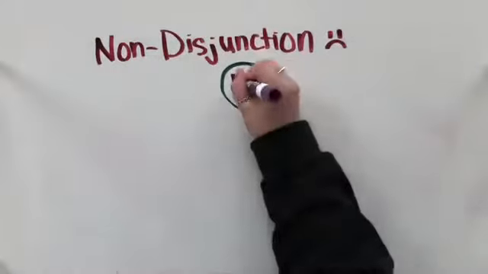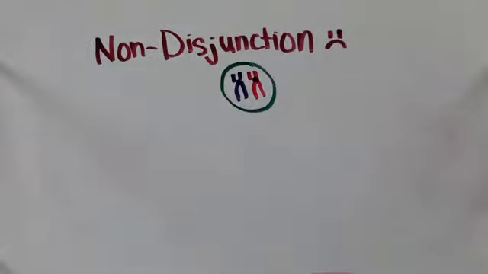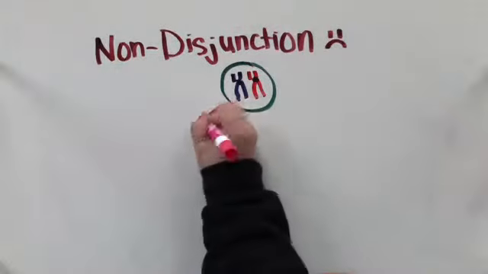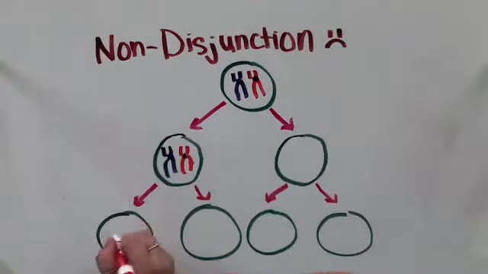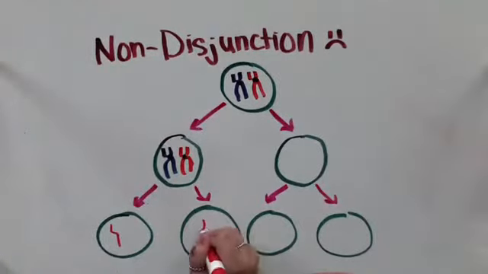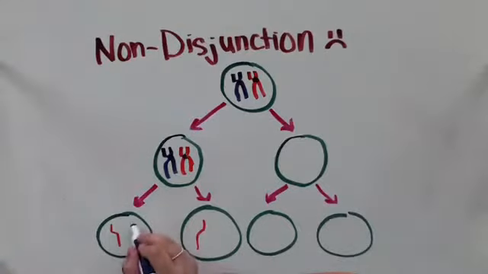During anaphase 1, if the homologous chromosome pairs do not separate into opposite poles, both sister chromatids are pulled to the same side of the cell. This is called non-disjunction. It produces gametes that have too little or too many chromosomes, and can affect meiosis too.